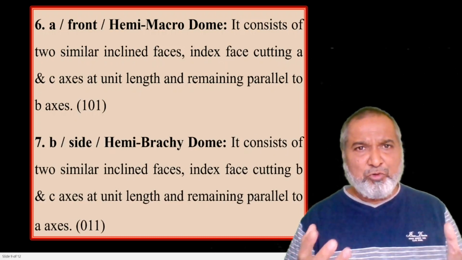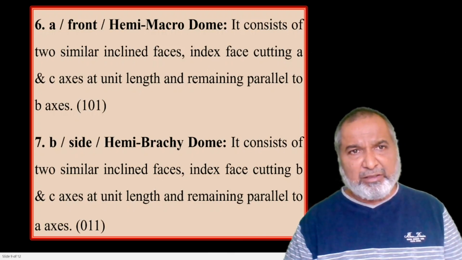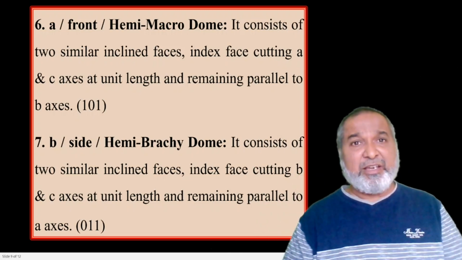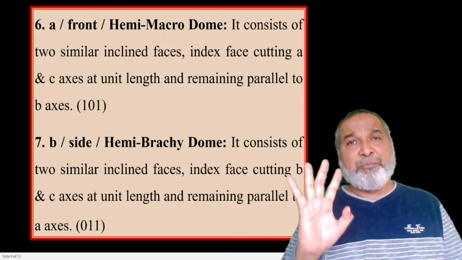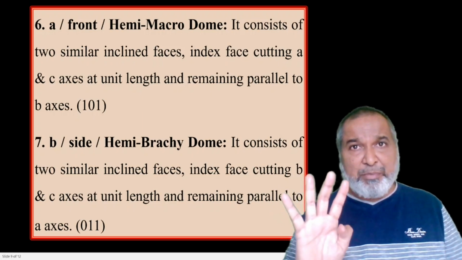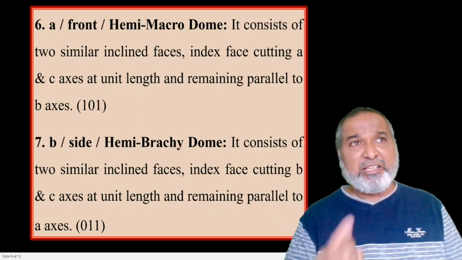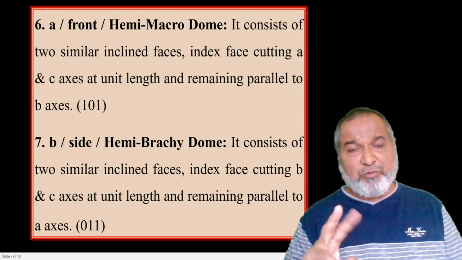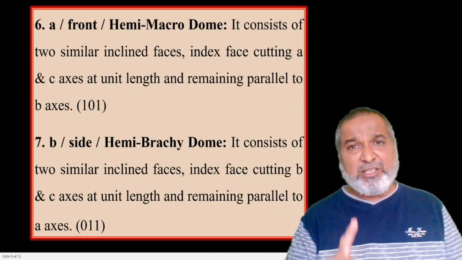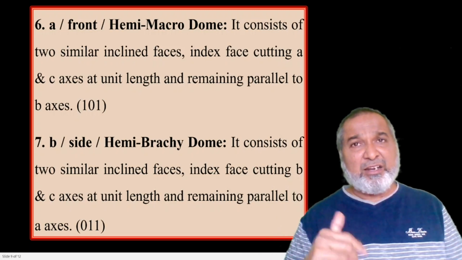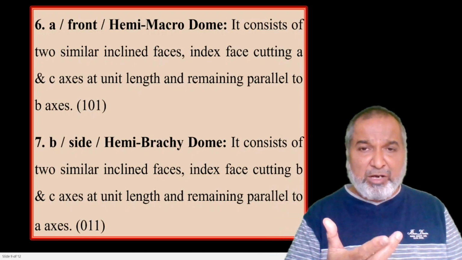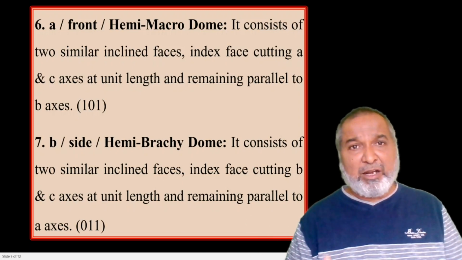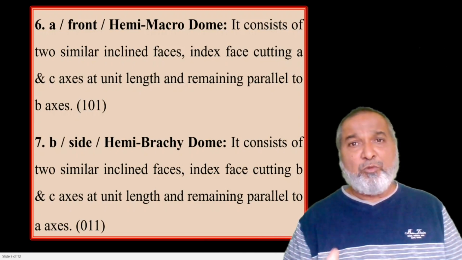From this triclinic, we are going to have only two models to see now. So the next one is the dome. First we'll see the normal definition. It consists of a pair of four similar inclined faces. The index face cuts one horizontal axis and the inclined axis, and remains parallel to the other. So whichever horizontal axis A or B is there, one of them is going to cut, and C is also going to cut, because it is inclined. So it may cut your A or it may cut your B. So automatically A remains parallel or B remains parallel: 101 or 011.